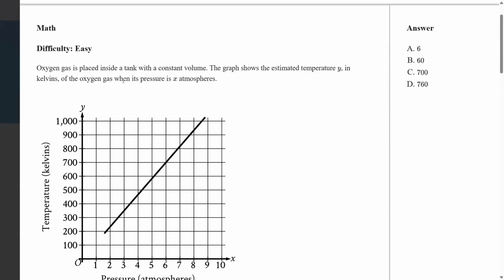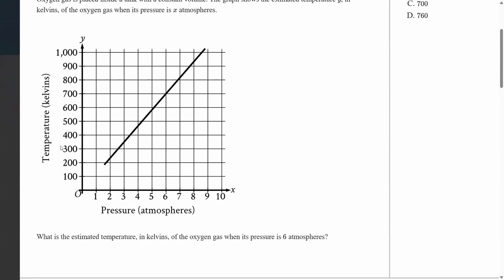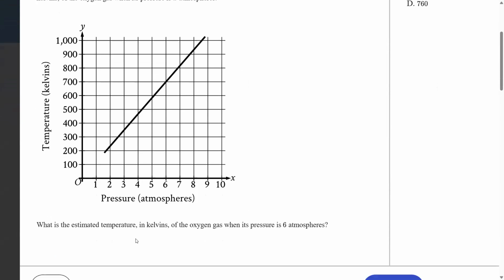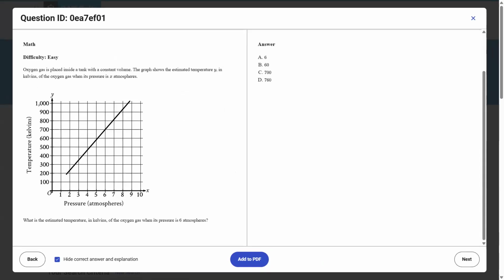Oxygen gas placed inside a tank with a constant volume. The graph shows the estimated temperature Y in Kelvins of the oxygen gas when its pressure is given. This is the pressure and this is the temperature. It's asking about the oxygen gas when its pressure is 6. We look here at the pressure when it is 6. Temperature will be 700. So the answer is 700. Easy question.